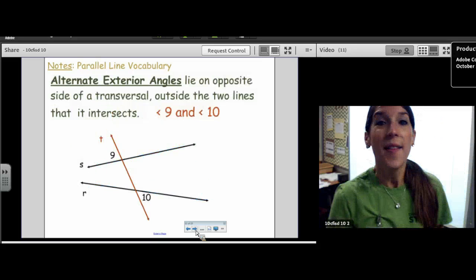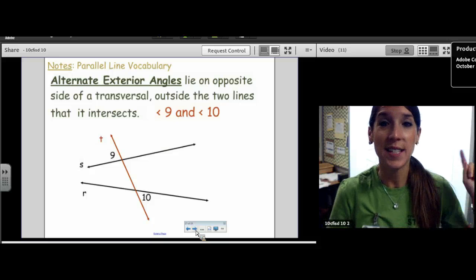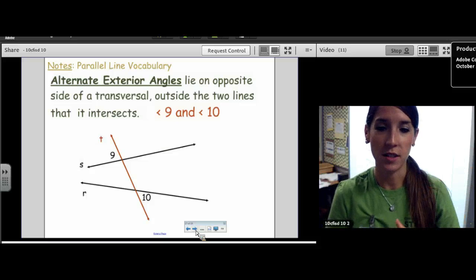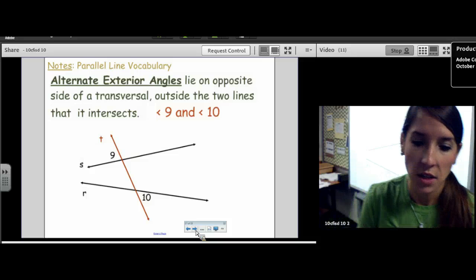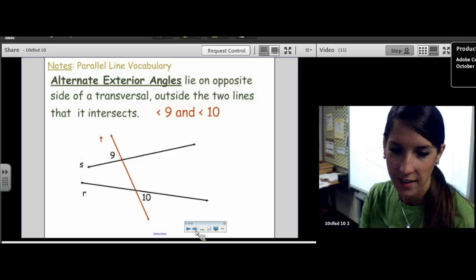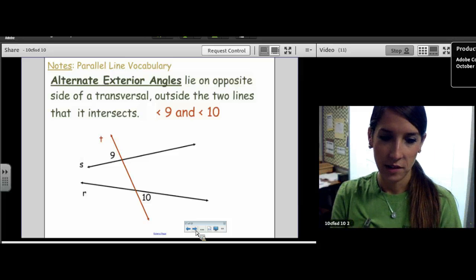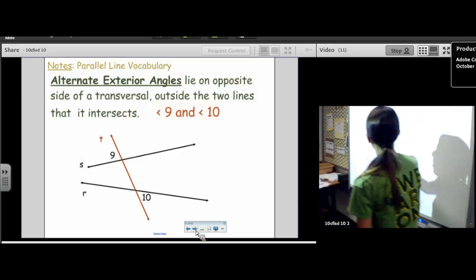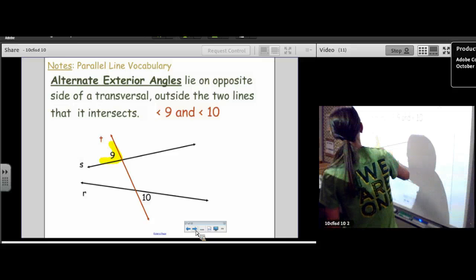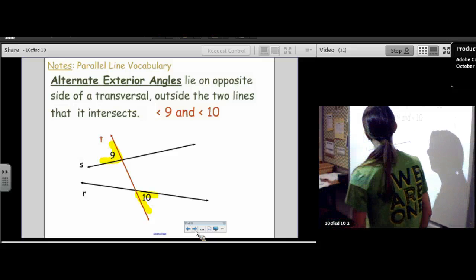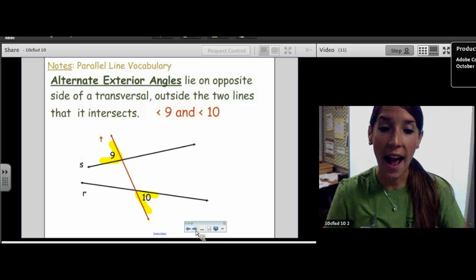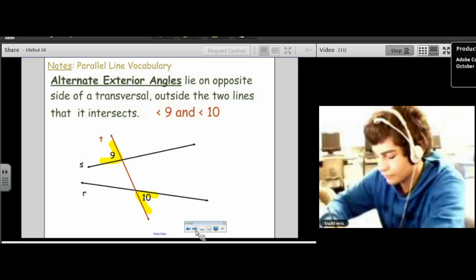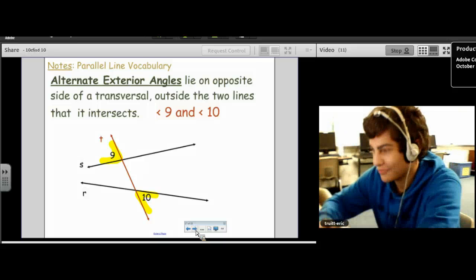Last word. The only combination we haven't used is alternate exterior angles. So these are on different sides of T. Do you see this one? All right, angle 9 and 10 are on different sides. Angle 9 is on the left and angle 10 is on the right of T. And they're exterior. They're outside of lines S and R.